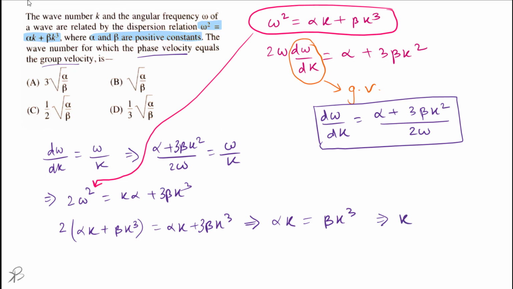Then k squared is equal to alpha by beta, so finally we get the wave number k is equal to root over alpha by beta. So option B is the correct answer.